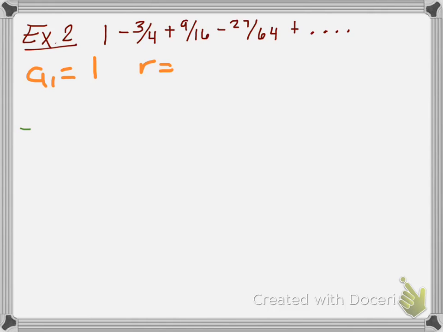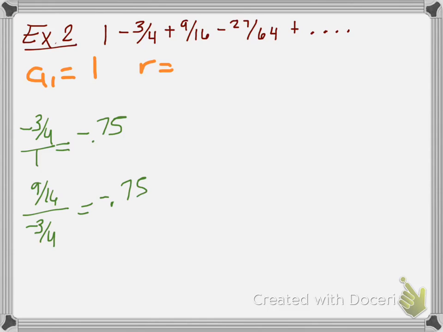Negative 3/4. Negative 3/4 divided by 1 is? Negative 0.75, or it's actually a negative 3/4. And then you try one more, 9/16 divided by negative 3/4. And what is that? Negative 0.75. So my r is a negative 0.75.